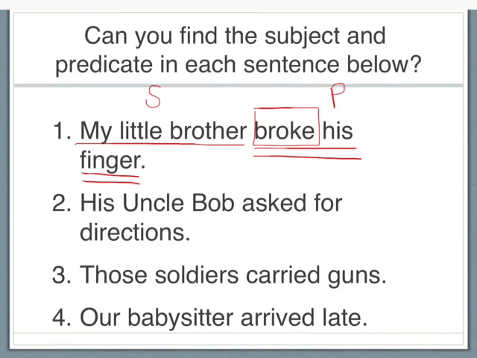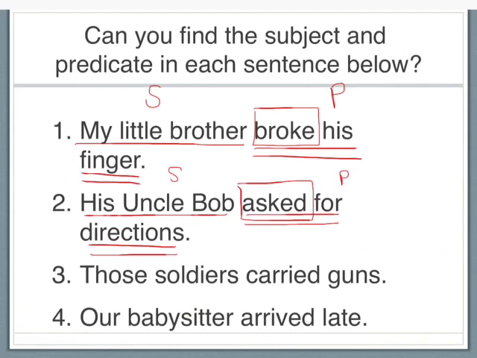Let's look at number 2. His Uncle Bob asked for directions. You're going to find the verb first. Asked is your verb. So that means your predicate includes the verb and everything else. Asked for directions. Now you're going to ask yourself, who asked for directions? His Uncle Bob. So subject and predicate.